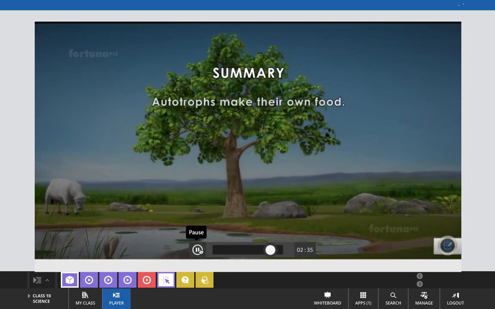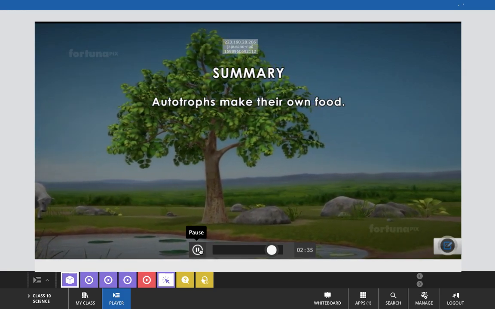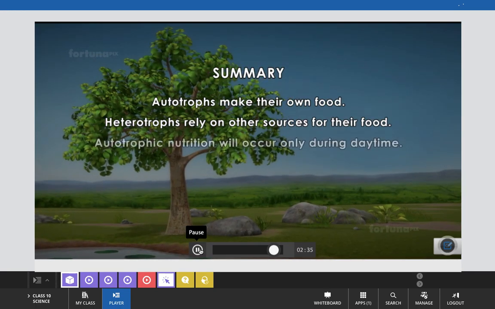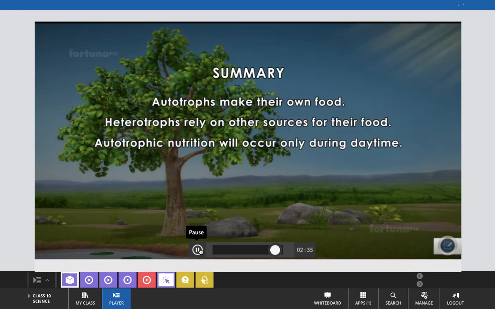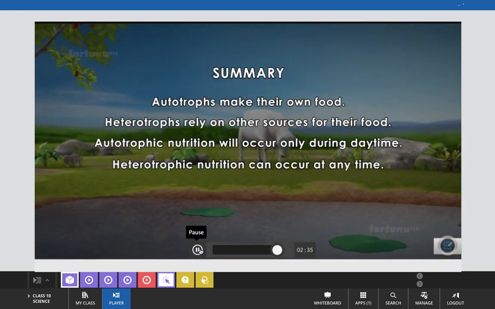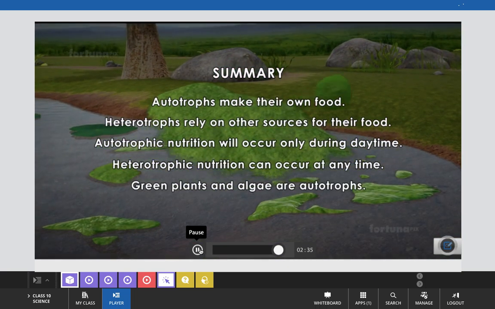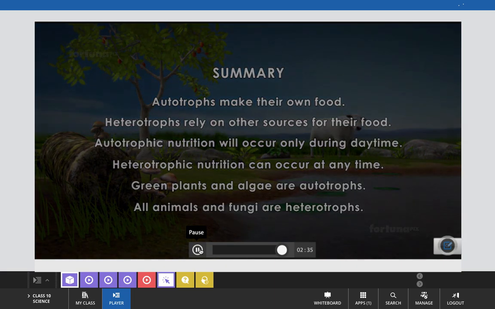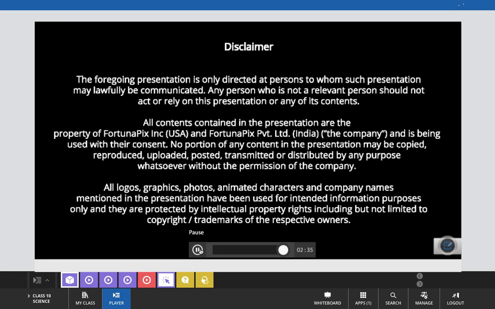Summary: autotrophs make their own food. Heterotrophs rely on other sources for their food. Autotrophic nutrition will occur only during daytime. Heterotrophic nutrition can occur at any time. Green plants and algae are autotrophs. All animals and fungi are heterotrophs. I think now you are clear about the important facts related to autotrophic nutrition and heterotrophic nutrition once again.